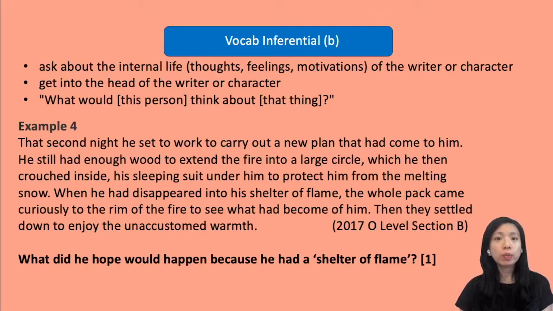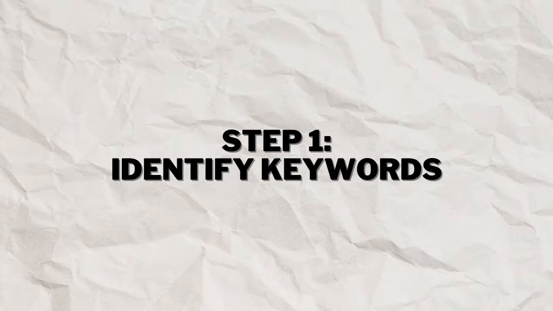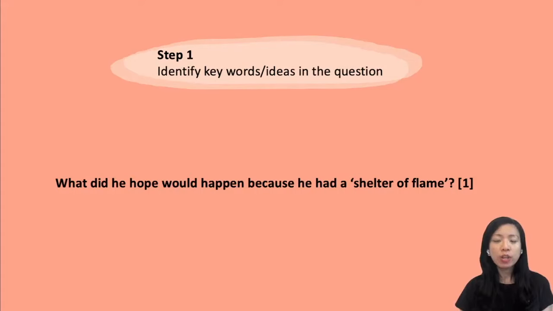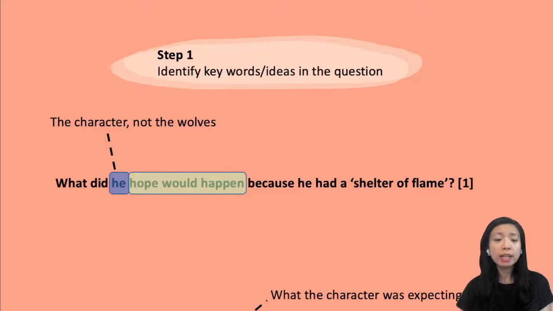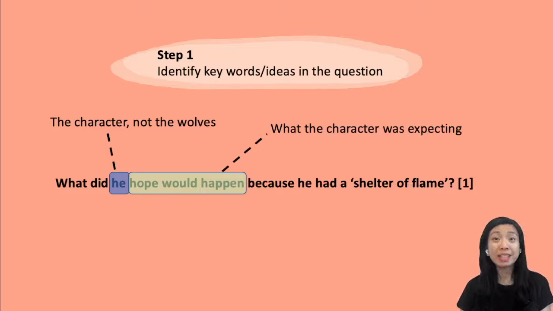As usual, we are going to start with step 1, which is where we identify the keywords or ideas in the question. This is the question, what are the keywords we need to identify? The first one would be the word he. Why? Because we need to know what we are referring to. We are referring to the character and not the wolves. So we cannot talk about what the pack of wolves were hoping, but we need to focus on what the character was hoping. And the second keywords I would highlight are hope would happen. Why I want to highlight this is because I need to understand what the character was expecting. Because when you hope for something, it means you are expecting something, right? So that's why these are important keywords in this question.